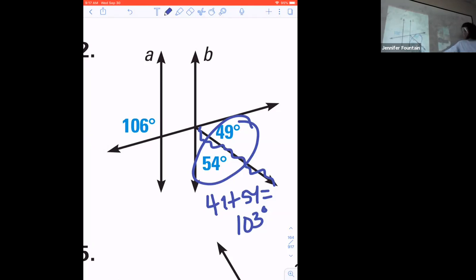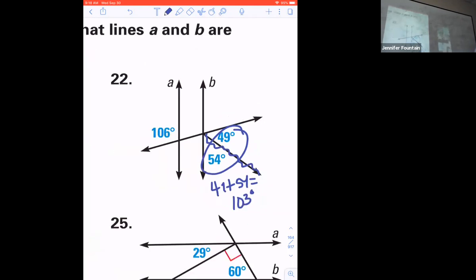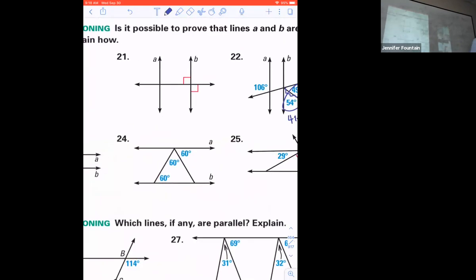Yes. If these two added together to make 106 and this was 106, then they would be parallel because they're equal measures. But if they're not equal, does that mean that they're not parallel? That means that A and B are not parallel. Okay, because this one's tilted just a bit off to make a smaller angle than this one. So then that means that they are not parallel.